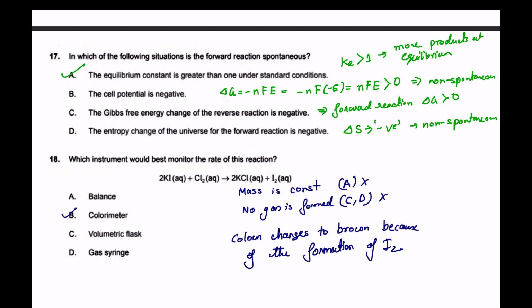Entropy change of the universe for the forward reaction is negative. This is also not the correct answer, because if the entropy change of the universe for any reaction becomes negative, there is a high chance that the reaction is non-spontaneous. So option D is not the correct answer either. We can just conclude that option A is the correct answer.